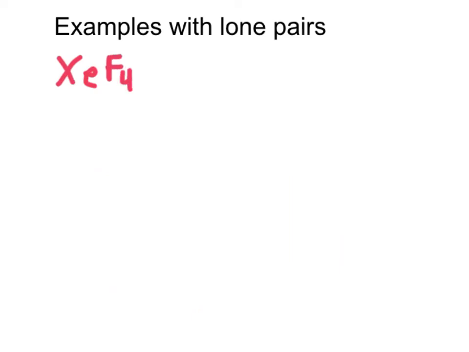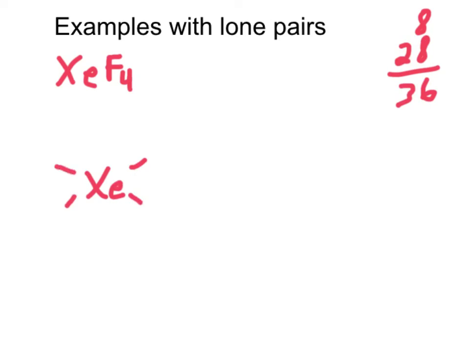We will have 8 valence electrons for the xenon. Fluorine gets 7 valence electrons, but that'll give us 28 for the set of 4. So 36 total valence electrons to work with. For the center, we have xenon, and that is surrounded by our 4 fluorines.